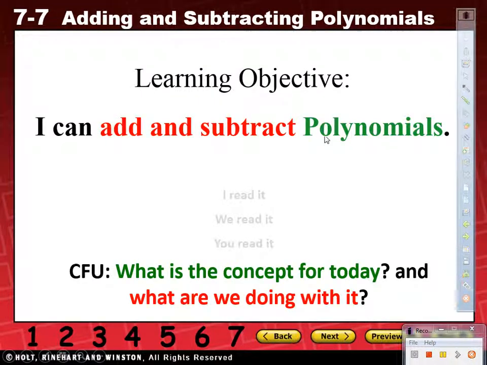All right, our objective for today: I can add and subtract polynomials. Let's read together, 1, 2, 3. I can add and subtract polynomials. So if you notice, we're on the same concept, but now we're adding and subtracting. We did a quick introduction yesterday and the day before, and we've been on polynomials for a couple of days already, so you should be a little bit more familiar with them.